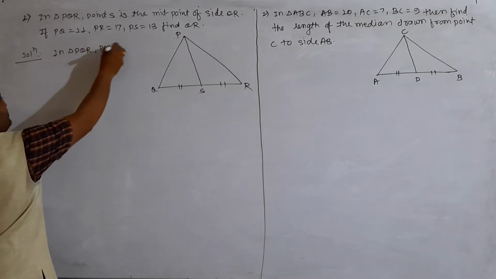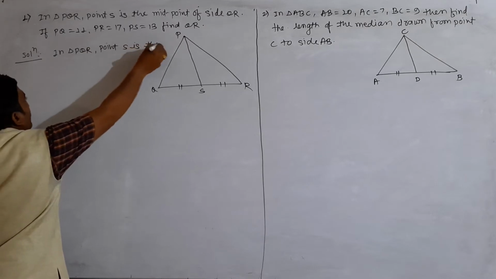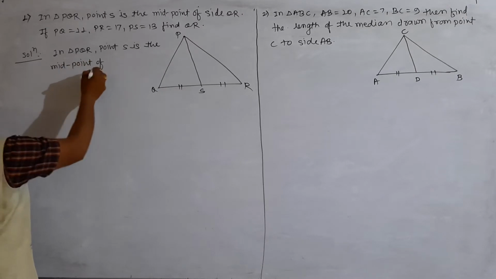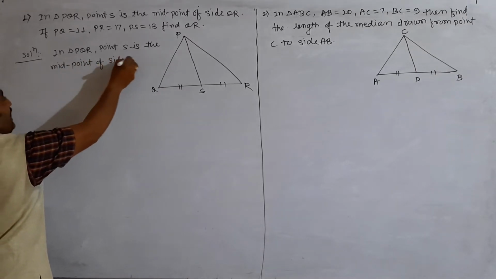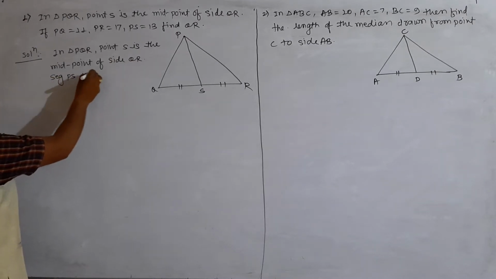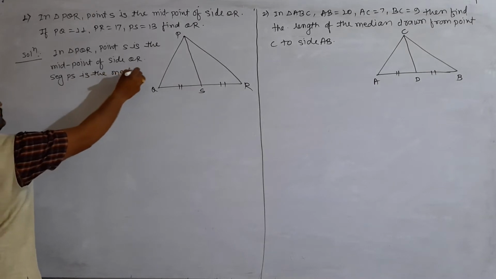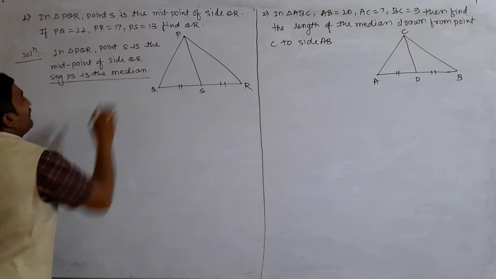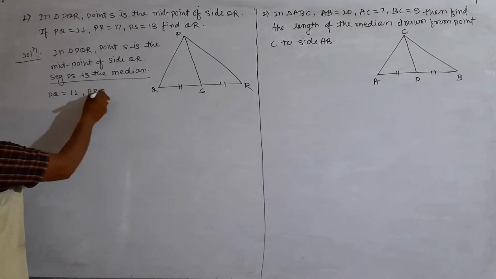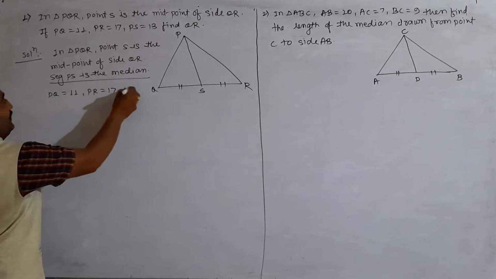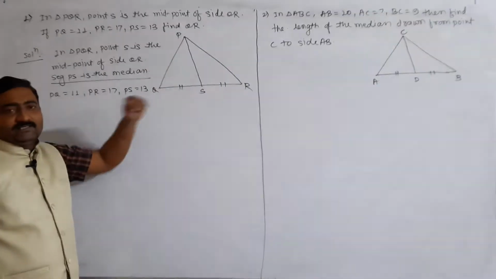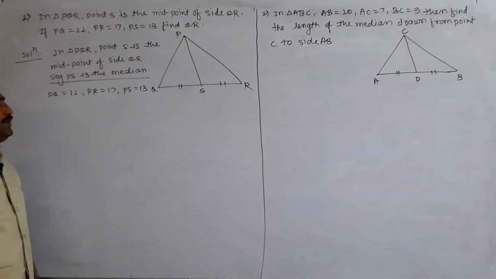Point S is the midpoint of side QR. It means segment PS is the median. And then PQ is equal to 11, PR is equal to 17, PS is equal to 13. We know that when PS is a median in a triangle, we can use Apollonius theorem.